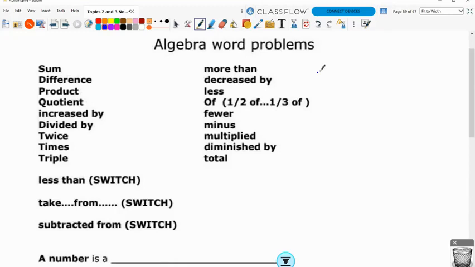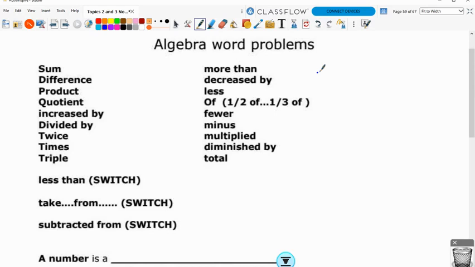In our lesson today, we're going to be looking at algebra word problems. There's lots of different words that we're going to have to be aware of. One of the big things you're going to have to be able to do today is determine if the question is representing an equation or if the question is representing an inequality.